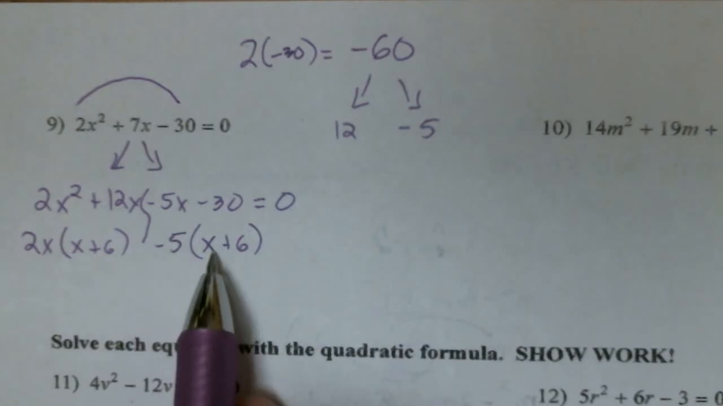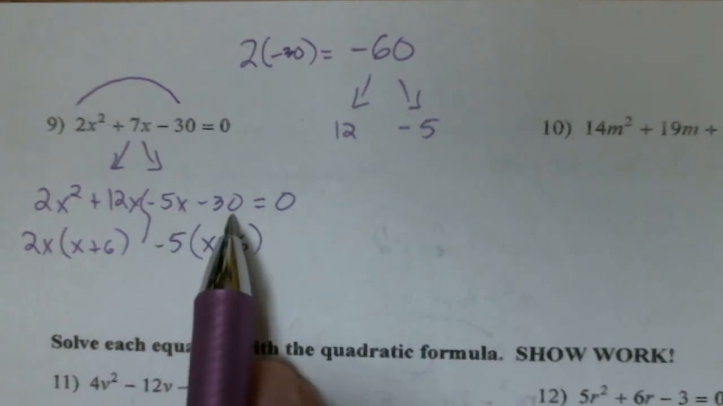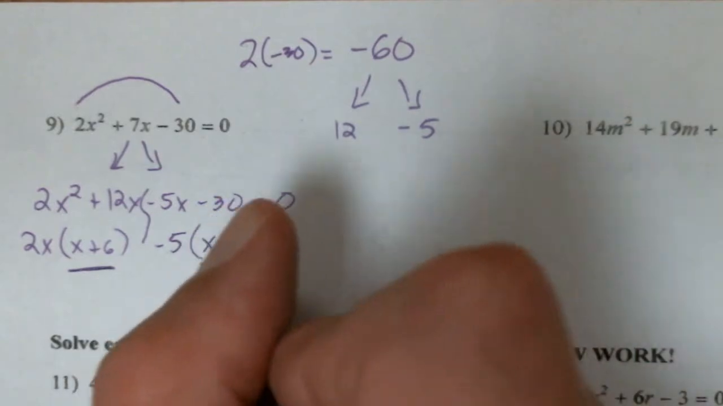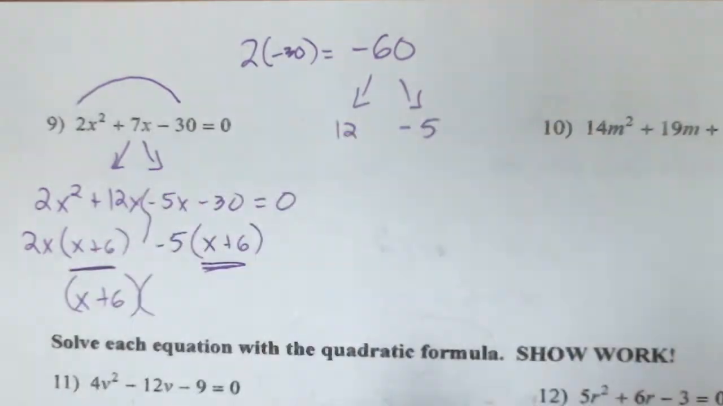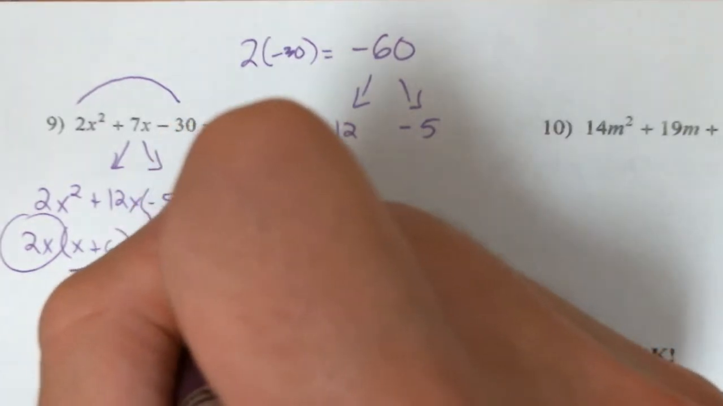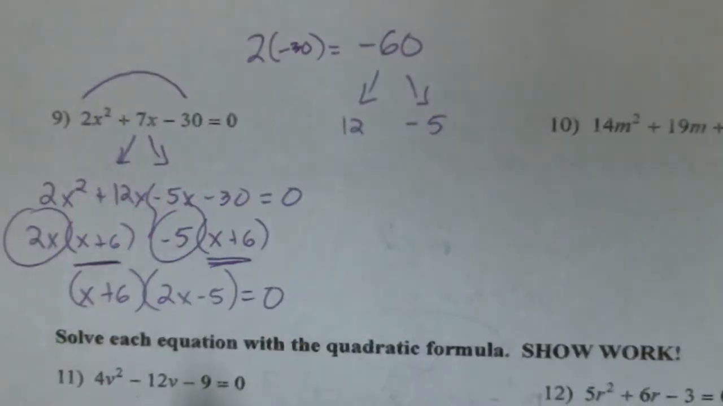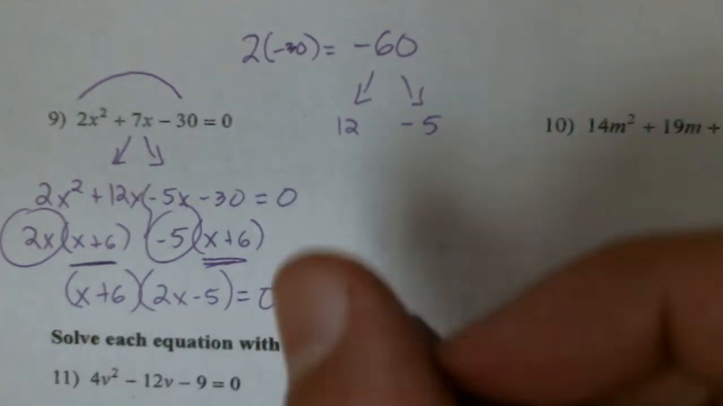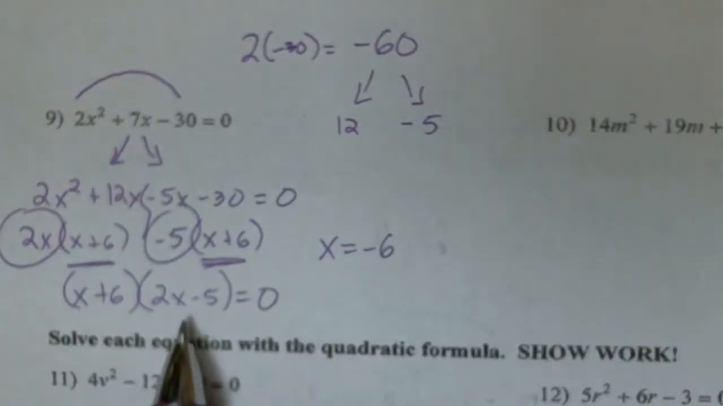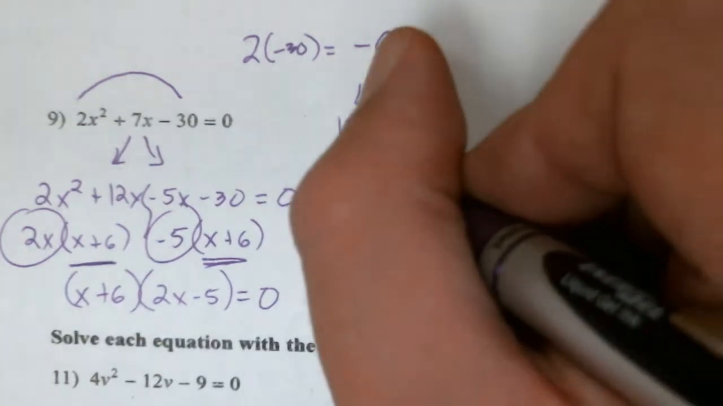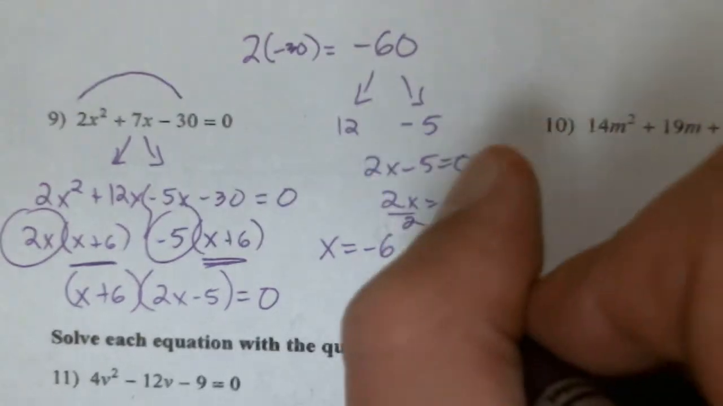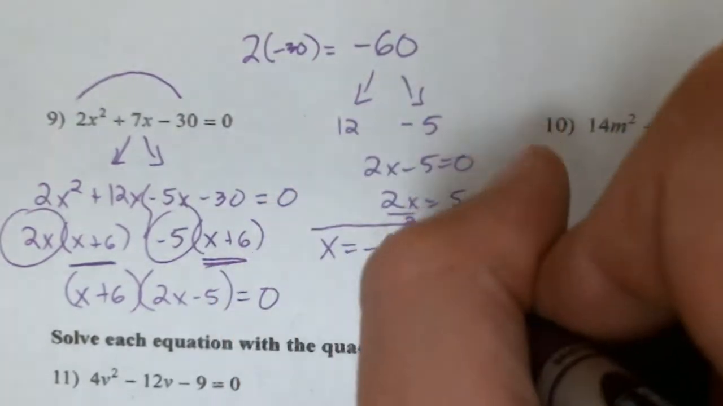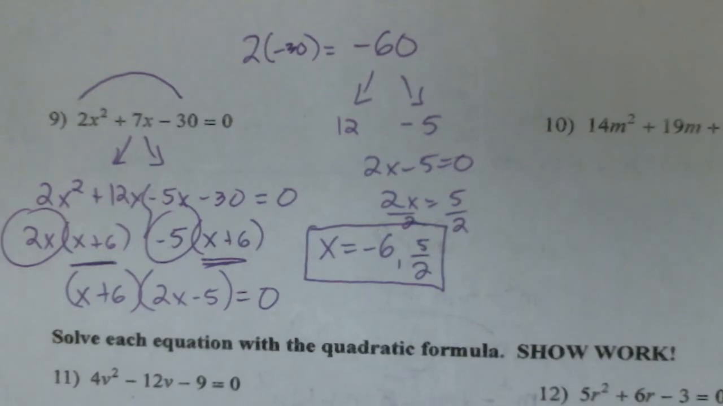Does it? Negative 5 times x, yes. Negative 5 times 6, negative 30, yes. So these two guys match. That's good to know. So one of my factors is the matching binomial, the x plus 6. My other factor is the stuff left over on the outside, 2x and minus 5. We're setting this equal to 0. Now that coefficient is just a 1, so we can just flippy flip. X equals negative 6. Now that's not, so we got to solve that. 2x minus 5 equals 0, so 2x equals 5, divided by 2. So my other answer is 5 halves. Negative 6 and 5 halves.